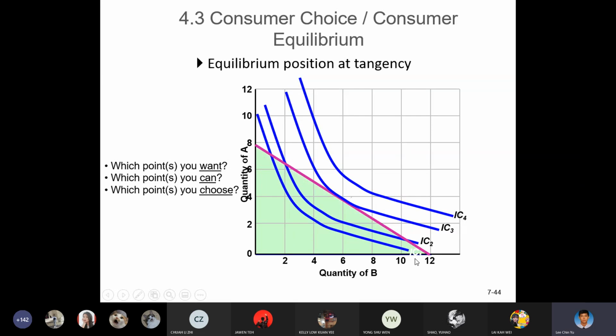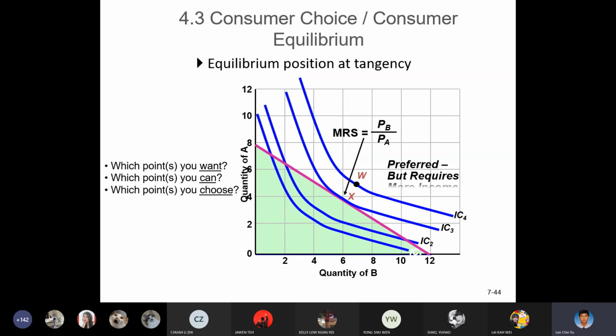Right, you can see that the green color shows the portion which is affordable. Indifference curve 1 and indifference curve 2 are within the affordable area. In the affordable area, you can still maximize the utility, because we still have money left. So we need to go until we utilize all the money, where your indifference curve is tangent with the budget line, point X.